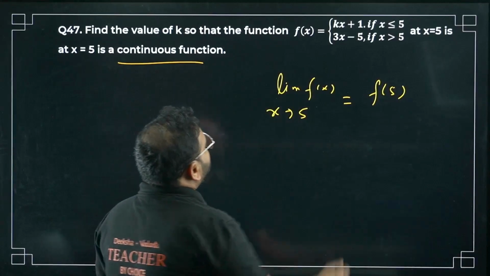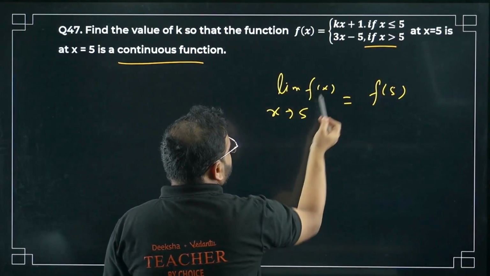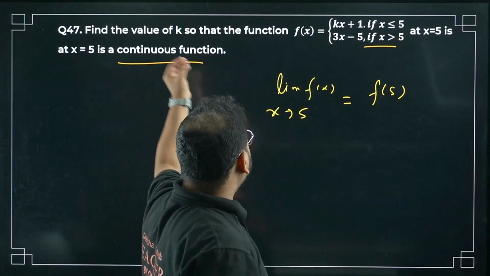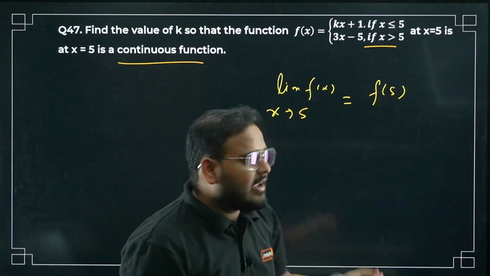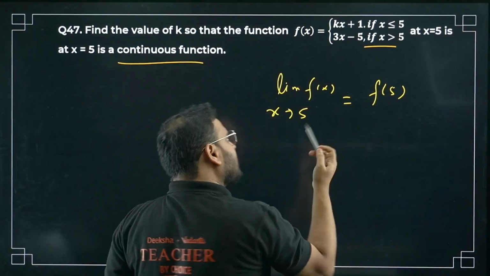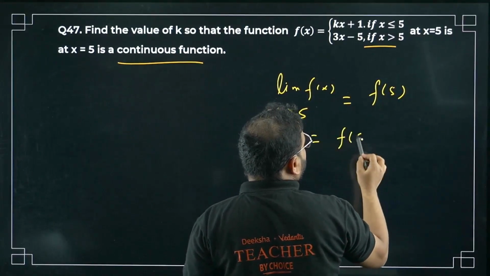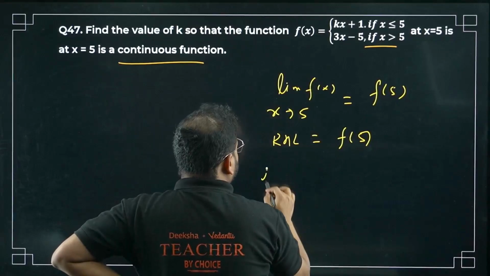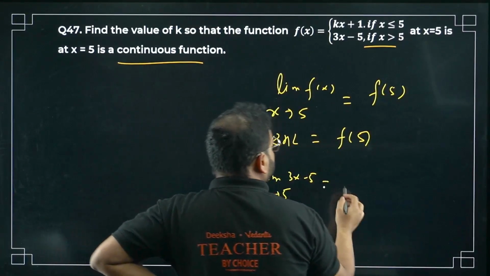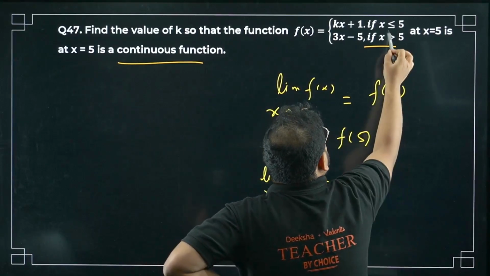So what is the limit value, sir? I can use the RHS for that. Why RHS, sir? Because for this function to be continuous, the limit must exist. It means the limit should be existing and should be equal to any of the limits, LHL and RHL. So I can simply take RHL equal to the function value at 5. So it becomes the limit of 3x minus 5 when x tends to 5 equals f of 5. How much is that? 5k plus 1.